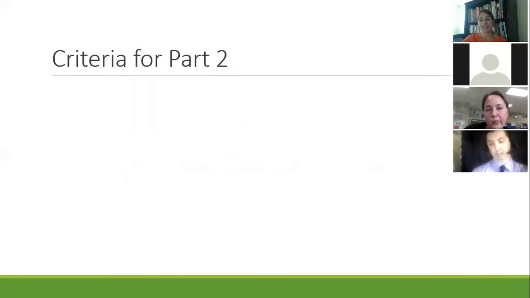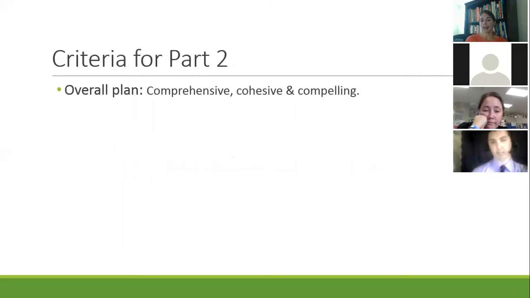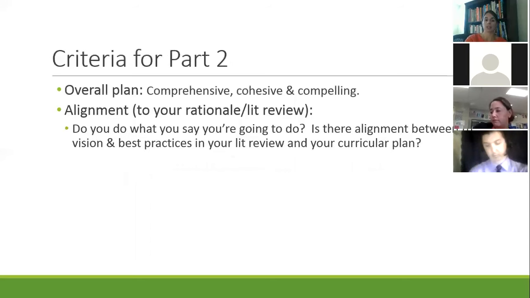In terms of the criteria, so how you'll be evaluated for part 2, your overall plan, I'll be looking for it to be comprehensive, cohesive, and compelling. So again, that idea that you are thinking broadly about this topic, but that it's cohesive. The different parts of it are connected piece by piece, and that it's reflecting those values and ideals that you talked about in your rationale.